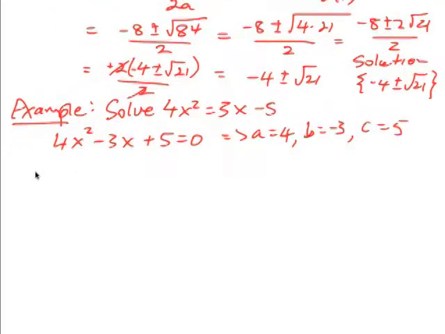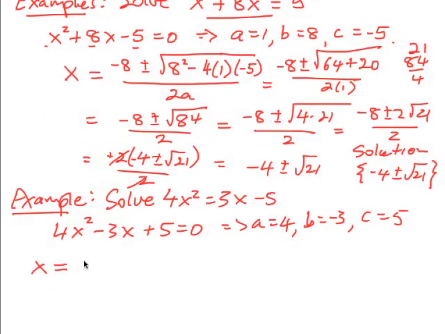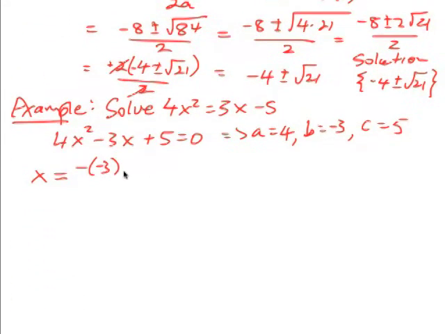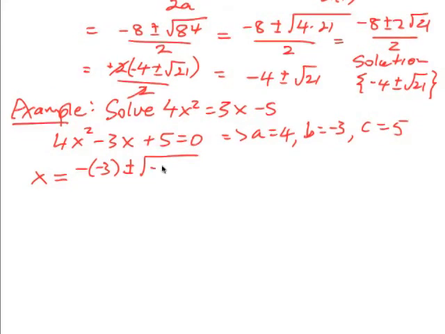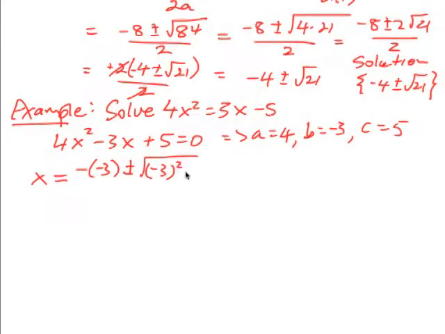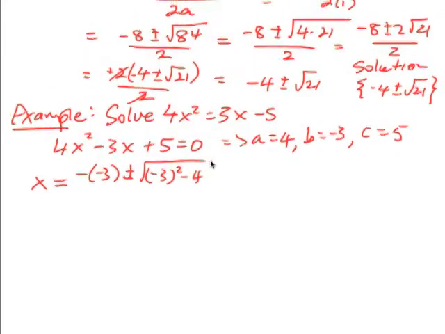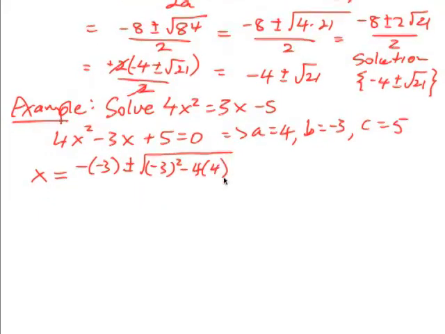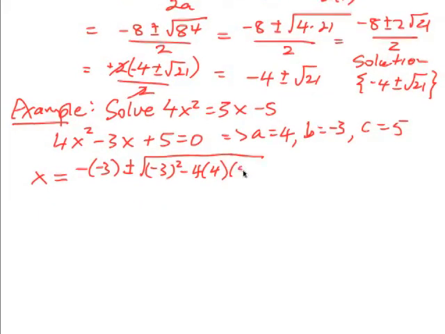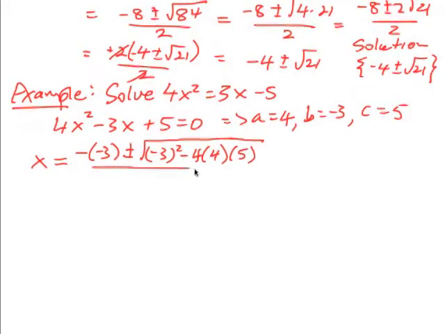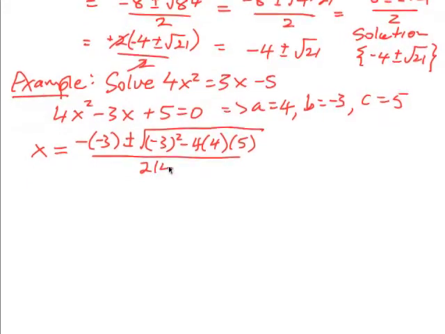So by our quadratic formula, okay, so here we go, negative b, so it's the negative of negative 3, plus or minus the square root of negative 3 squared, minus 4 times a, in this case 4, times c, which was 5, all over 2 times a, which is 2 times 4.